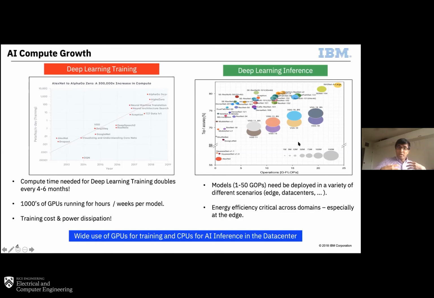Once you train a large model, you have to be able to deploy it. And these models are becoming increasingly huge. This is a plot showing various image processing models. And again, I'm sure many of you are familiar with this.